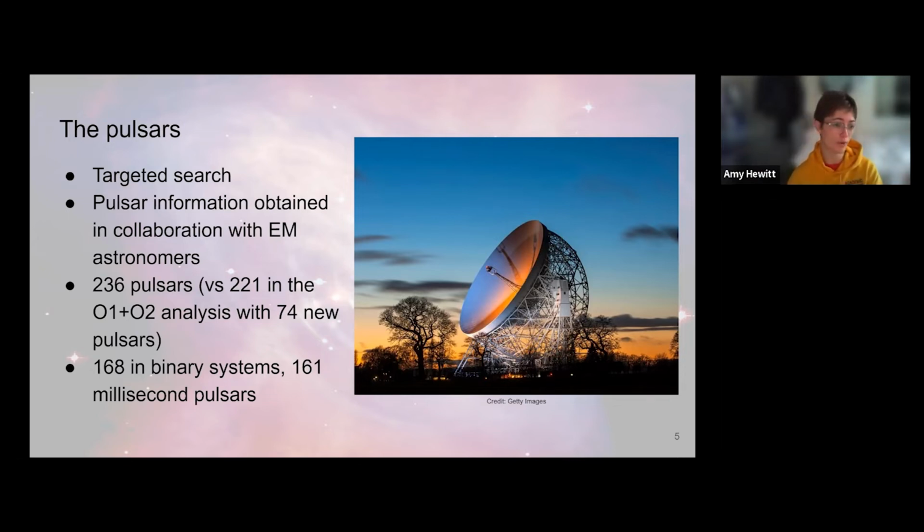The information on the pulsars we got in collaboration with electromagnetic astronomers. They are co-authors, and we looked at 236 pulsars. There was a previous analysis on the O1 and O2 data, which looked at 221 pulsars, and 74 of our pulsars in this analysis were not looked at in that previous analysis. 168 of the pulsars are in binary systems, and 161 are millisecond pulsars, so that's the ones that are going more than 100 times per second.